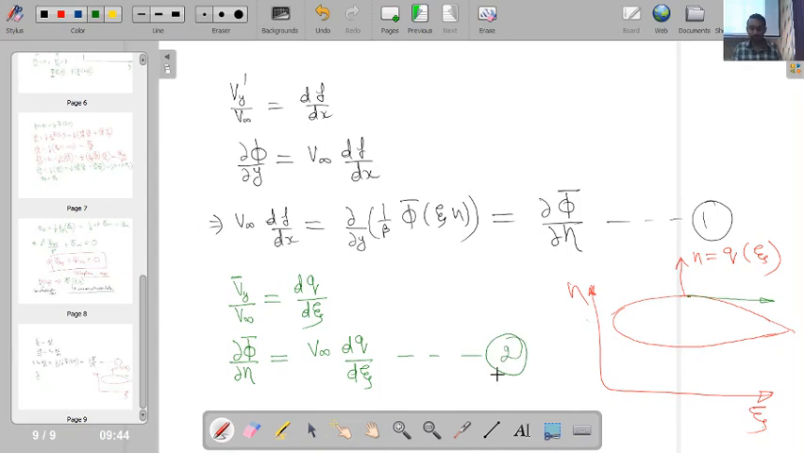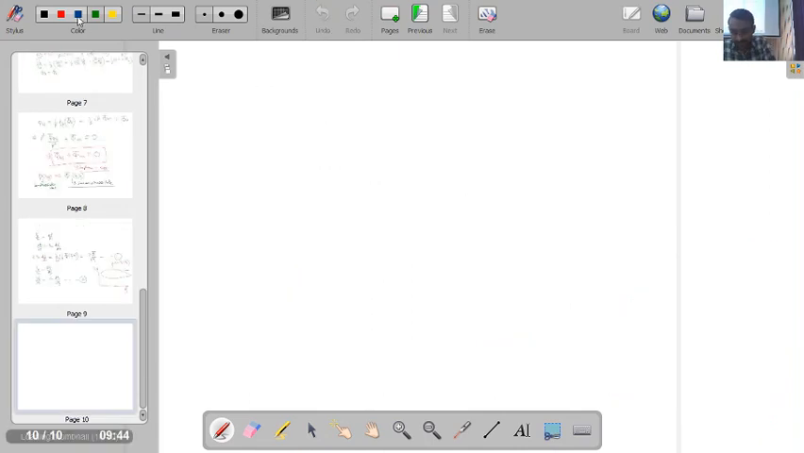Now you compare equation number 1 and 2. So here in equation number 1 I have v infinity into df by dx, that is becoming equal to d phi bar by d eta, and here d phi bar by d eta equal to v infinity into dq by d zeta. So from equation number 1 and 2, I can say that my df by dx will be equal to dq by d zeta.